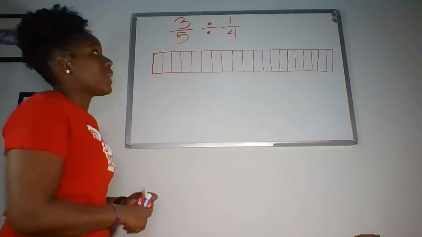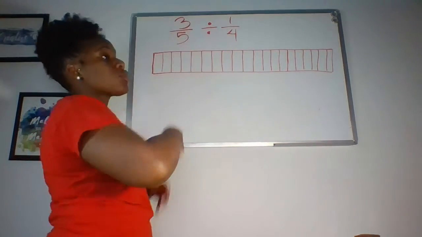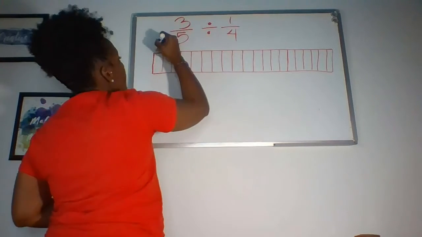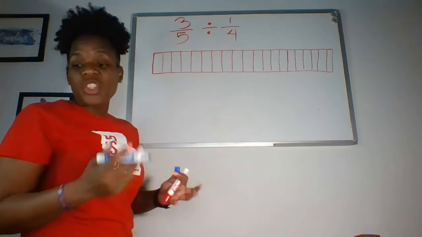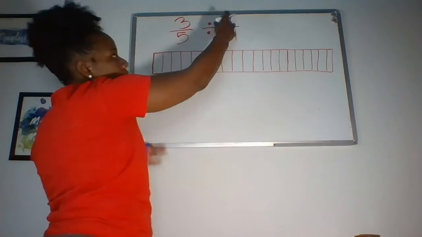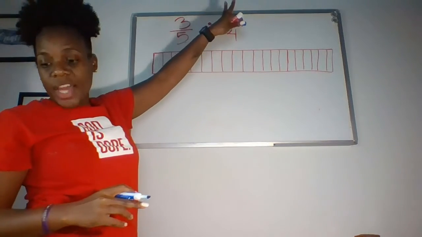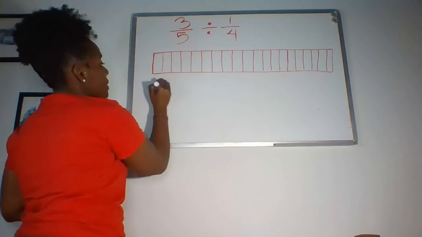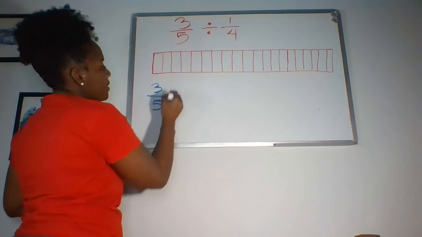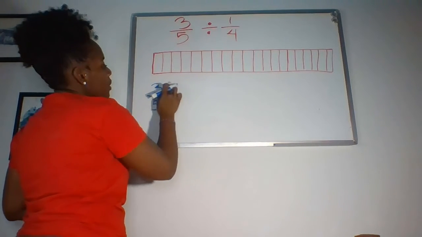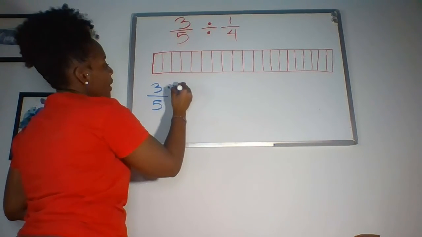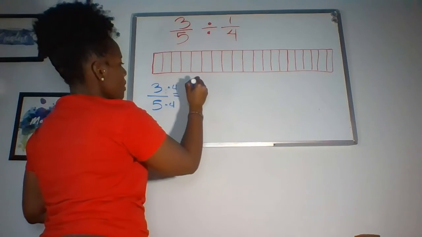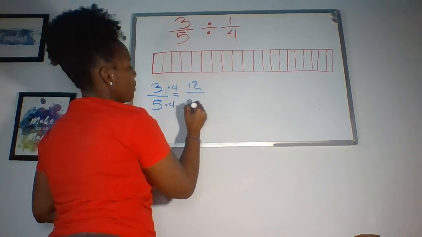So then we would go ahead and change this division problem to a multiplication problem, because that is how we do that. So here, this entire part we would shade in. I would convert one of these fractions, or convert the fractions to the same denominator. So how I would do that is I would take 3/5 and multiply both the numerator and the denominator by 4 in order for us to get 20, right? So this will be 12 out of 20.